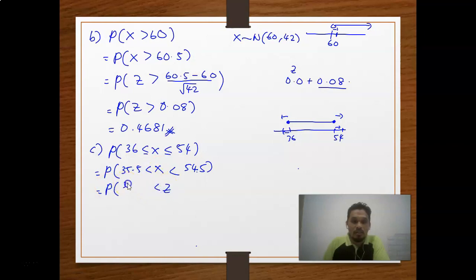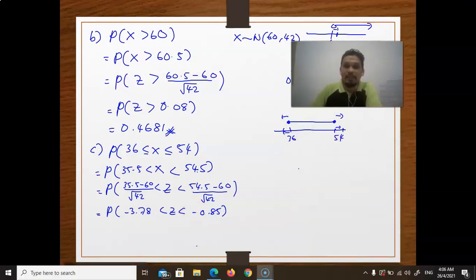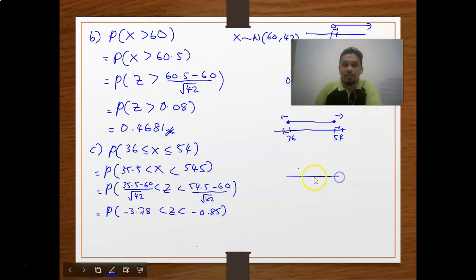Set 35.5 minus 60 divided by the standard deviation. And also here 54.5 minus 60 divided by standard deviation. Okay, so press the calculator, and this again gives you negative 3.78 and also negative 0.85. Okay, we use the graph, or we call the normal graph.